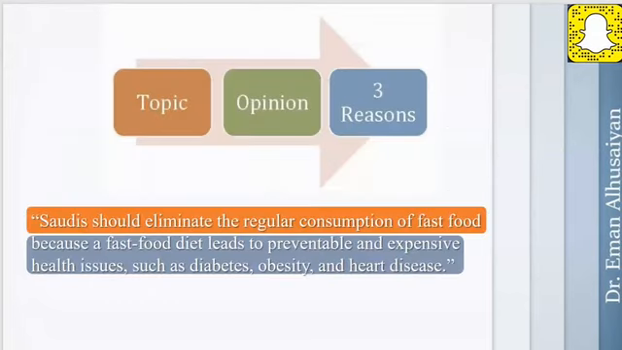Okay, so this is the thesis statement. As you can see, the topic is the one in orange, and it should also be in green because you are expressing your opinion. Your opinion here is that Saudis should eliminate the regular consumption. In other words, you think that Saudis in the Saudi community consume too much fast food, and you think it should be less. The reasons are in the blue shape: because the fast food diet leads to preventable and expensive health issues, such as diabetes, obesity, and heart disease.